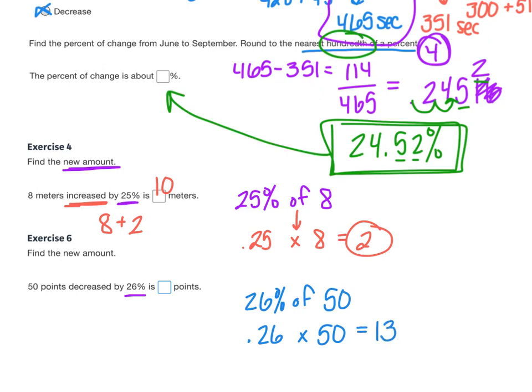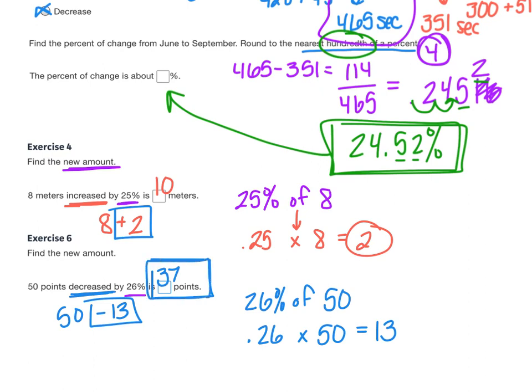Now, because it says it was decreased by that much, it was decreased by 13, we're going to subtract 13 instead of adding 2 like we did in the last one. So we are going to subtract 13. So 50 minus 13 gives us 37. So that is our new amount, 37 points.